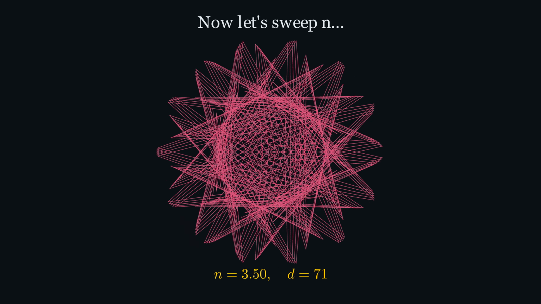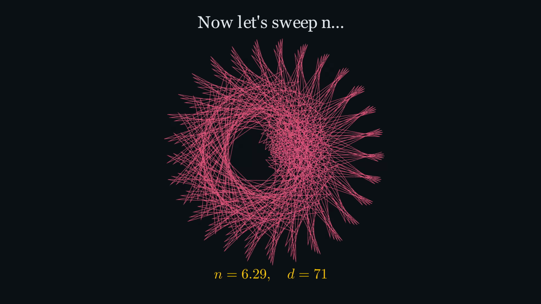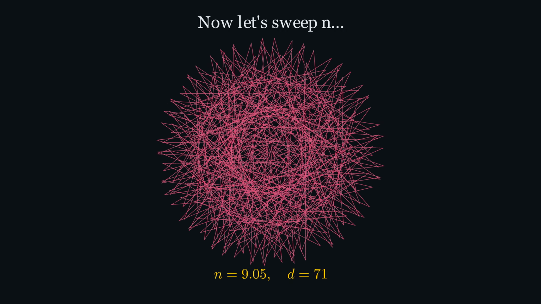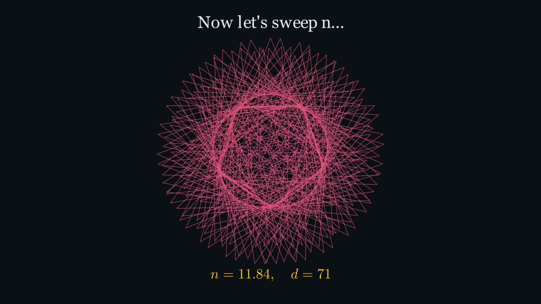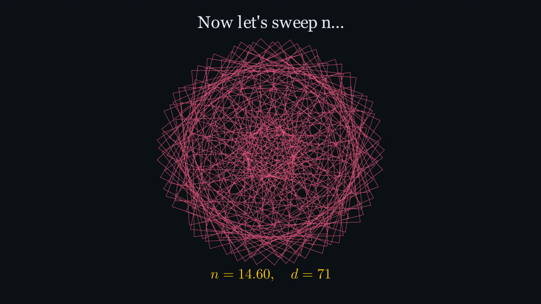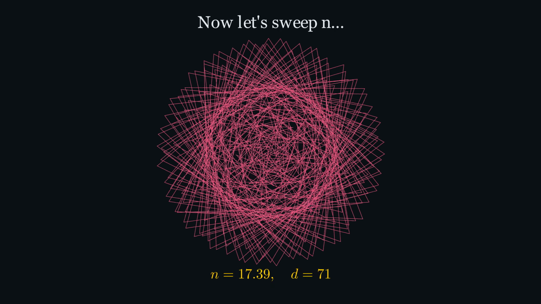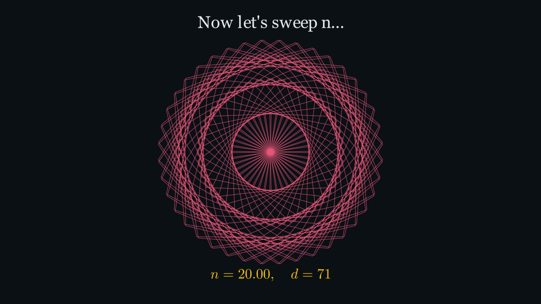And we don't have to stop at just sweeping d. If we lock in a prime angle for d and instead sweep through fractional values of n, the petals themselves begin to morph and multiply in beautiful, unexpected ways. It's like watching a digital flower bloom, fold into itself, and sprout new leaves in a continuous, endless dance driven entirely by pure math.